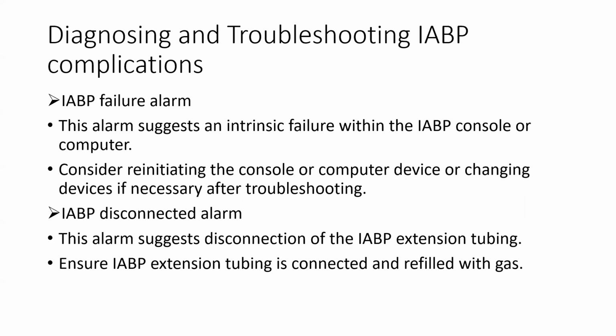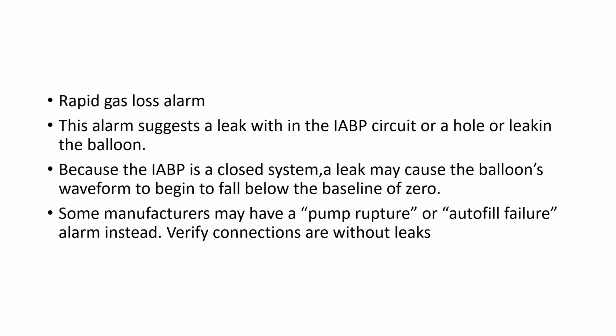Diagnosing and troubleshooting IABP complications. IABP failure alarm. This alarm suggests an intrinsic failure of the IABP console. Consider reinitiating the console or computer device, or changing the device if necessary after troubleshooting. IABP disconnected alarm: this alarm suggests disconnection of the IABP extension tubing. Ensure the IABP extension tubing is connected and refilled with gas.